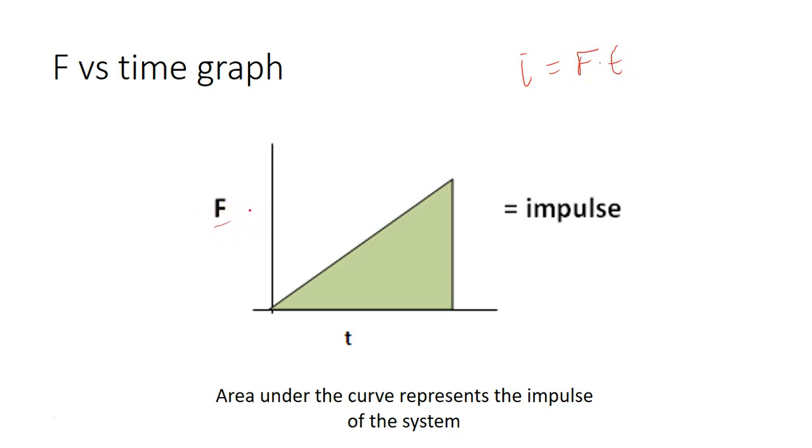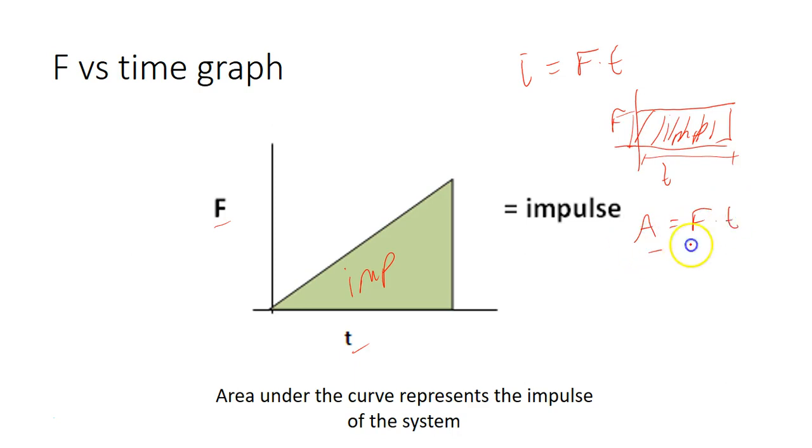If you have a graph of force and time, you take the area of that graph. It doesn't have to be a triangle. In fact, I'll just do it like this, force and time. Let's say you have a constant force over time. The area under this would be the impulse. Because anytime you take area, it would be the force times the time. The area of that rectangle is force times time.